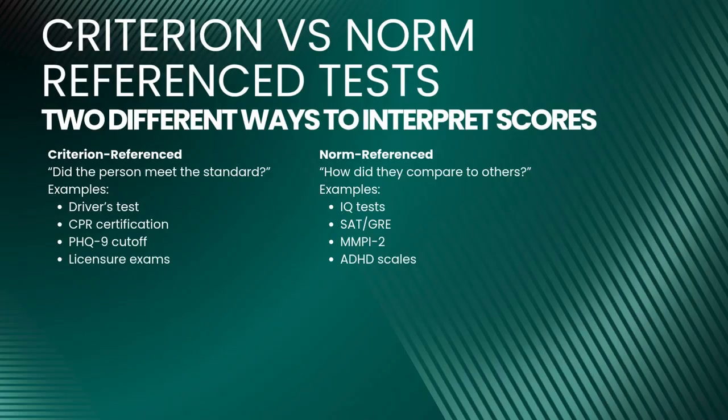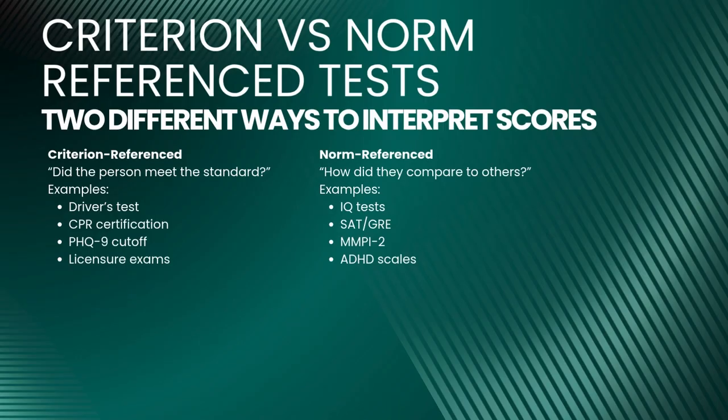Nobody cares whether you did better than everyone else on your CPR exam. They care whether you can competently perform CPR. That's criterion referenced thinking. Now, norm referenced tests compare a person to other people. So the question becomes, how did this person perform relative to others?